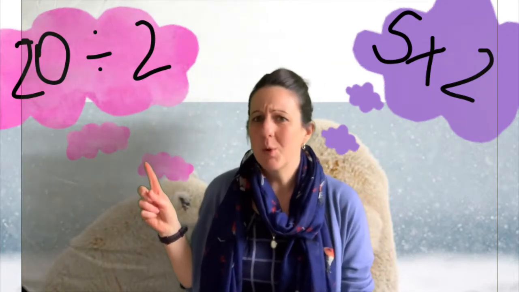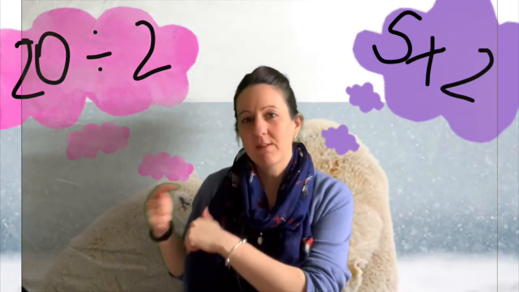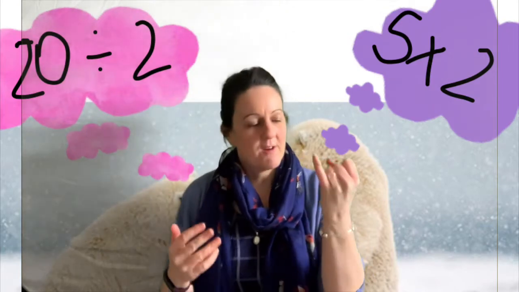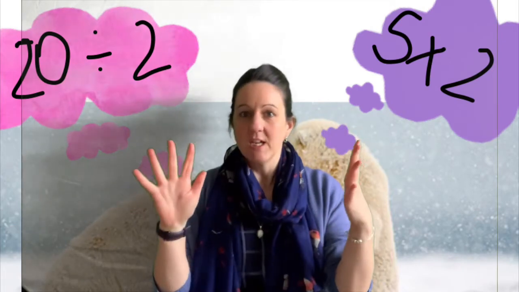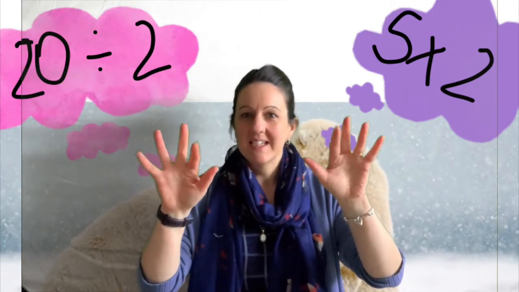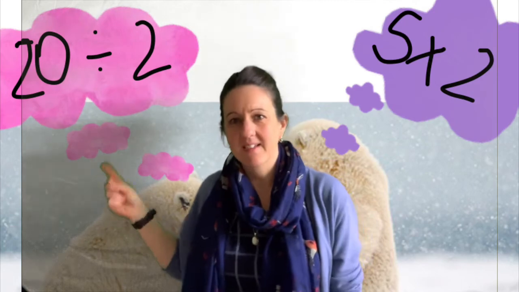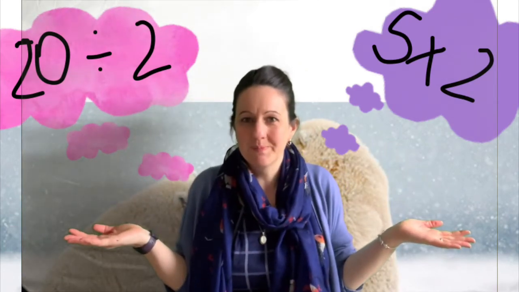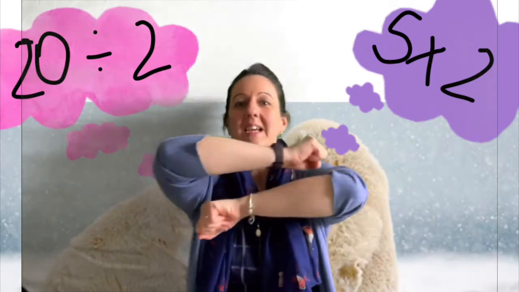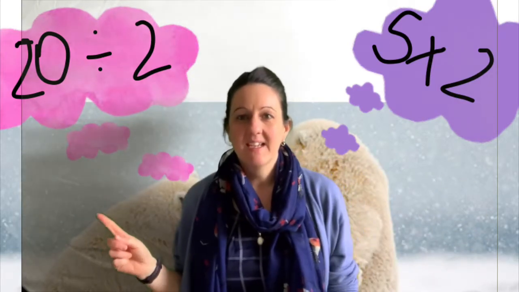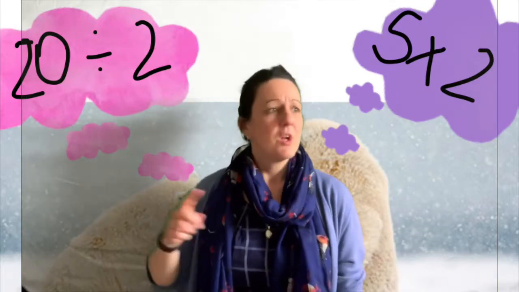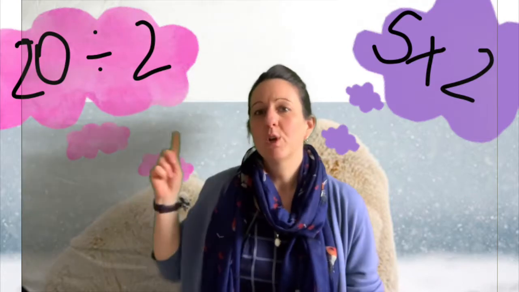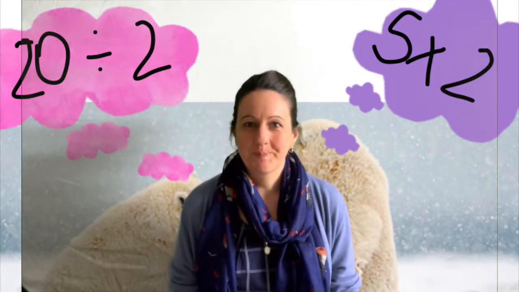Now this side, 20 divided by 2. I'm going to count in 2s to check. 2, 4, 6, 8, 10, 12, 14, 16, 18, 20. Stop. I had 10 fingers. So it's 10. 10 on this side, 10 on this side. Which symbol do I use now? Now I need equals. 10 is the same as 10. 5 times 2 is the same as, is equal to 20 divided by 2.